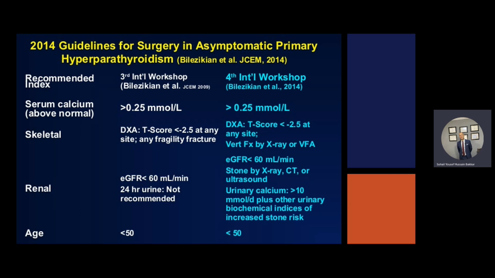إذا كان في عنا glomerular filtration rate أقل من 60 ml per minute, an indication for surgery. إذا كان في عنا renal stone سواء كان على KUB or على CT renal protocol or ultrasound, then this is again an indication for surgery. إذا كان عندنا urinary calcium more than 10, this is again an indication for surgery. هلا 24-hour urine collection and measuring calcium used to be indicated in the 3rd international workshop, but it is no more.